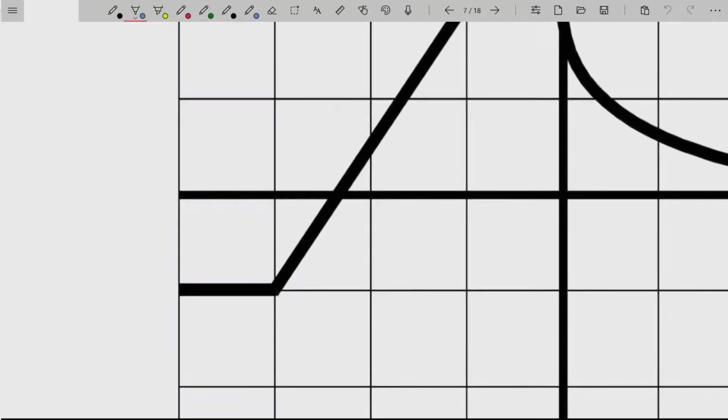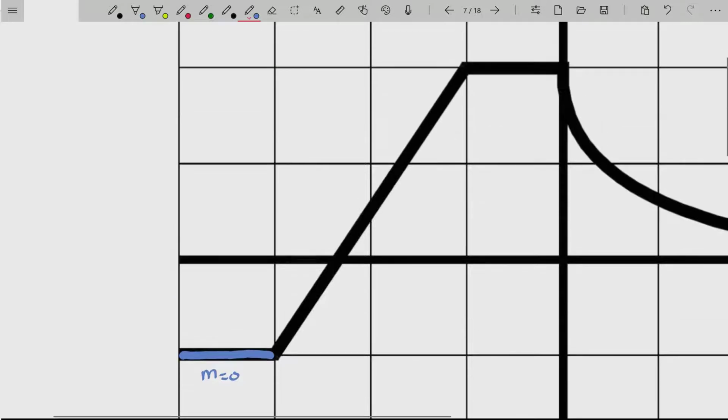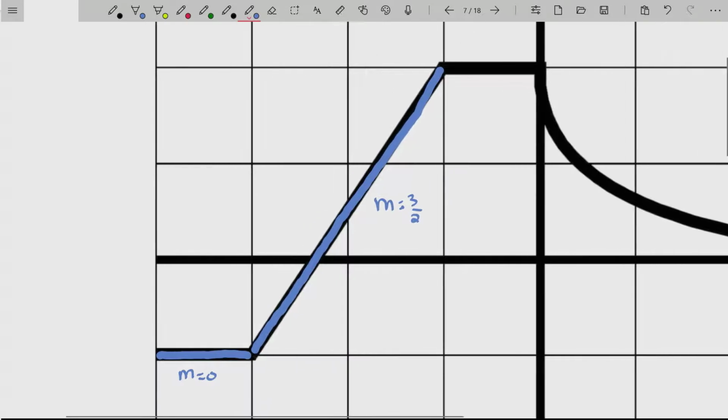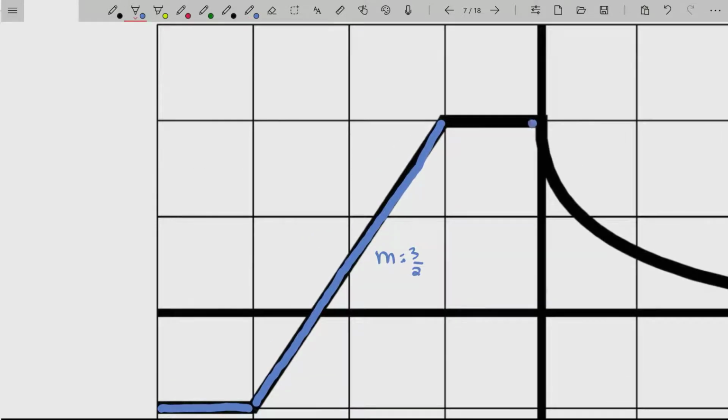I'm going to start with the leftmost area here. This one, the slope is obviously 0 for that entire region. The next line, this piece right here, all of that, because it's a line, has the same slope. It rises 1, 2, 3 when it runs 2. So the slope of that is 3/2. And then we get back to a slope of 0 for a while.